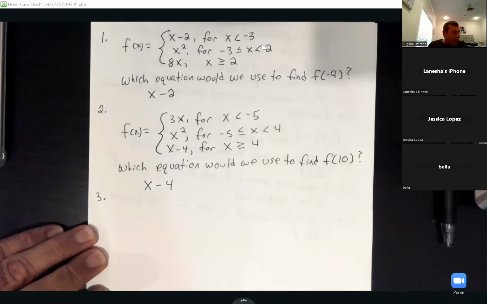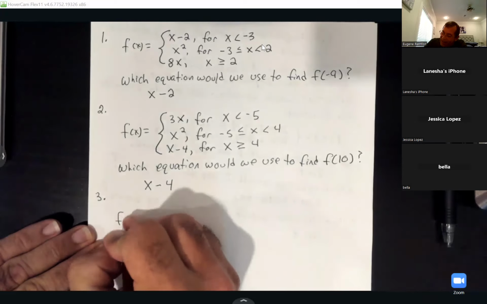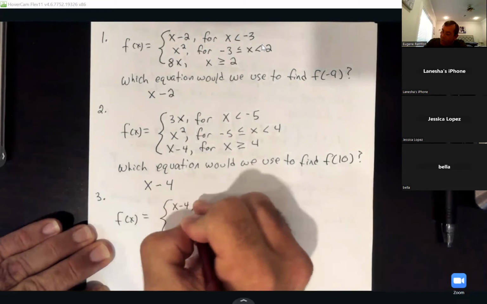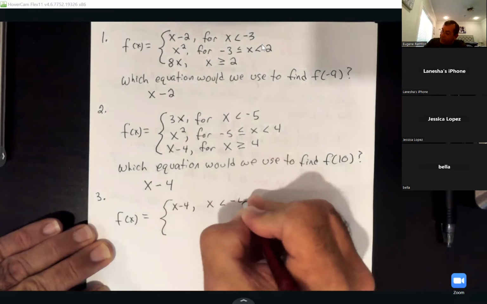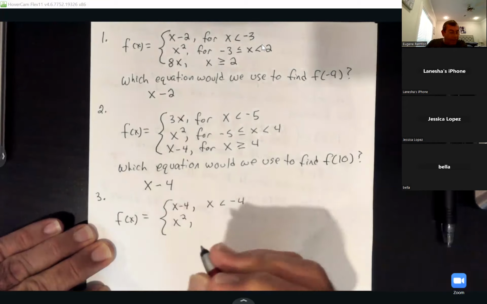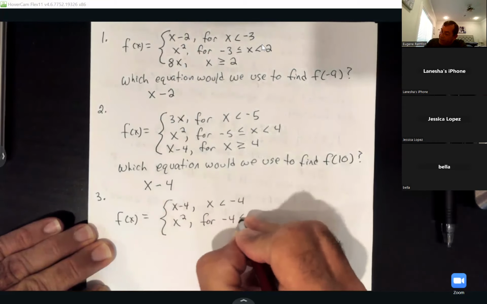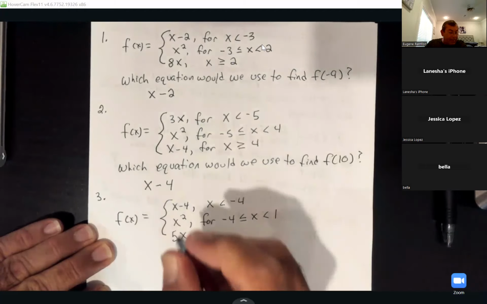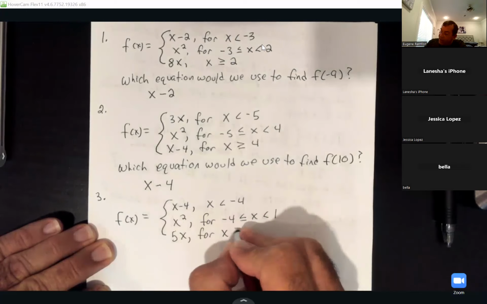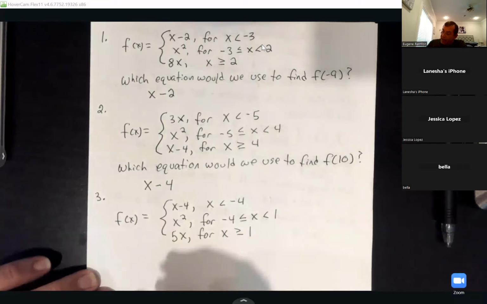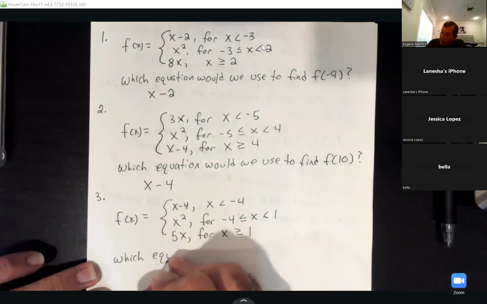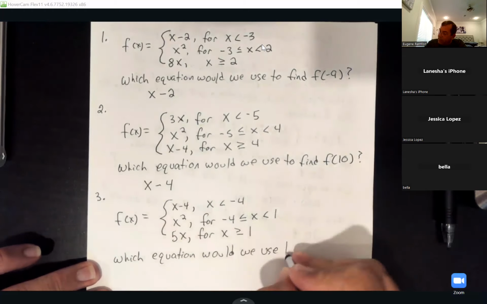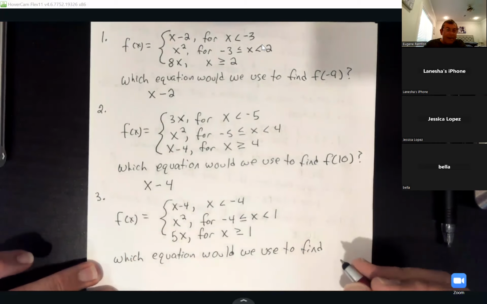All right, so one more of these, and then we'll play with those increasing. So y'all, this one has f of x, and I got 3 equations again. X minus 4 for x less than -4. It's going to equal x squared for -4 less than or equal to x less than 1. And then it's going to equal 5x for any x that is greater than or equal to 1. So what they want to know, which equation would we use to find f of -4?